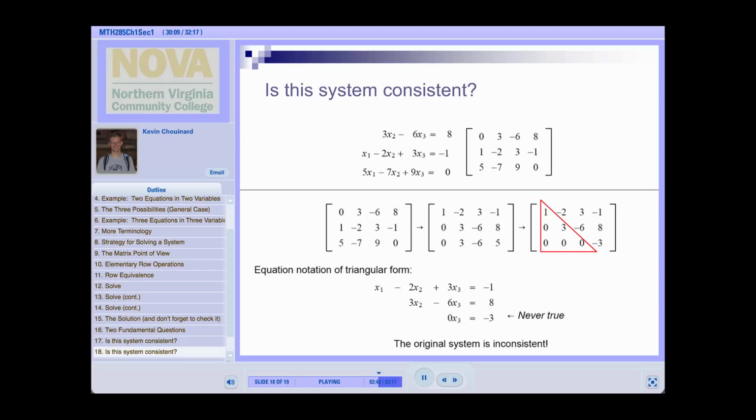Because what that's saying is you essentially have an equation there, 0, 0, 0, negative 3. You're saying that if I take 0x sub 1s added to 0x sub 2s and add that to 0x sub 3s, that you get negative 3. And that's impossible because you're essentially saying that 0 equals negative 3. And 0 cannot be equal to negative 3. I mean, obviously that's a false statement. So what we have here is an inconsistent system.